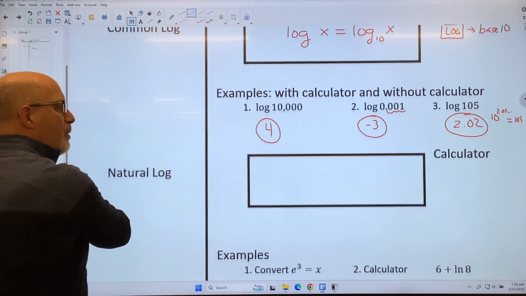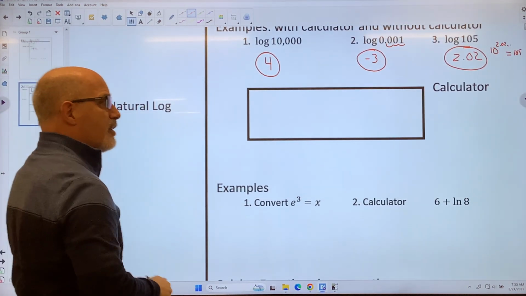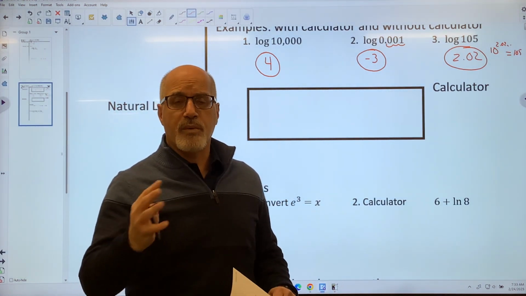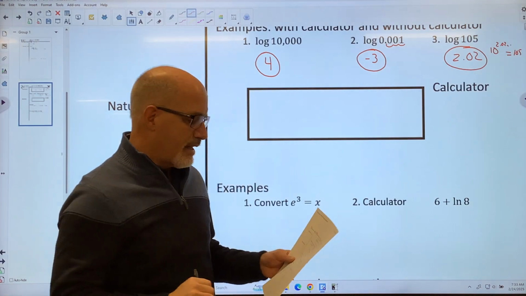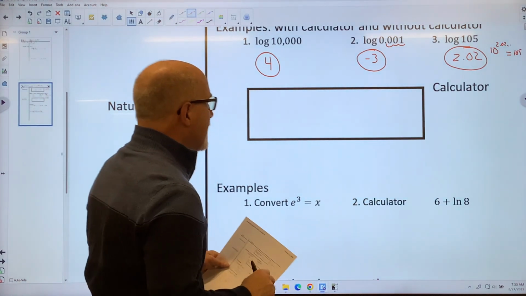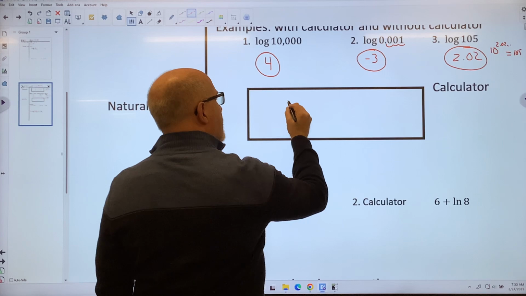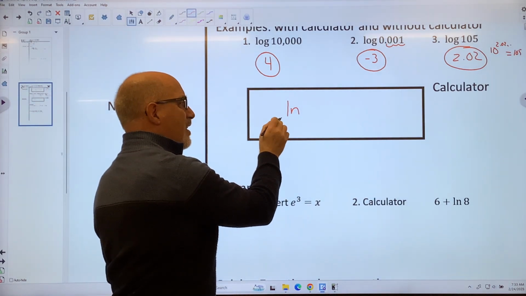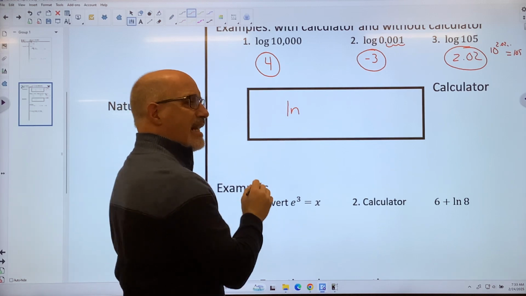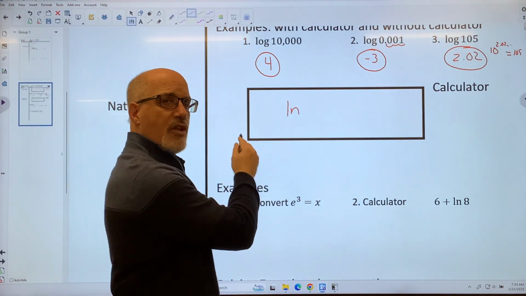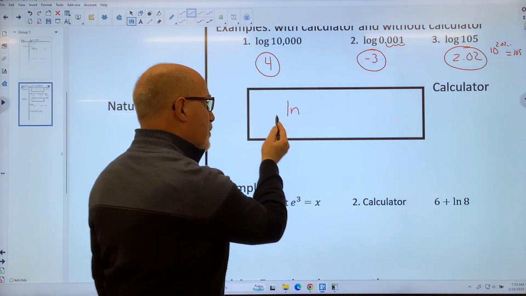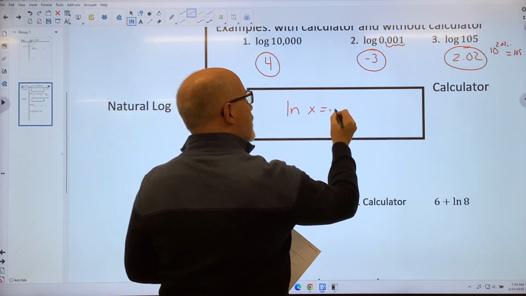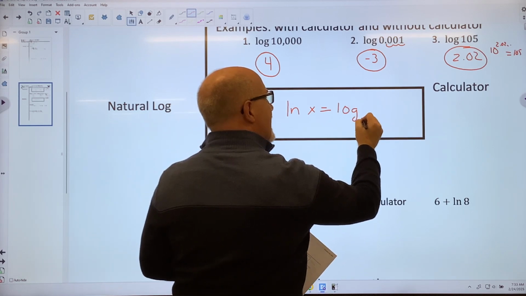Now there's one more log key that we use, and another one that we have a shorthand version for where we take out the base, and this is the natural log. Natural log is usually listed as an L and an N. So remember, this isn't the letter L and then N, it's like natural log backwards, log natural. That's where the L comes from. So when we have natural log of x, that means we're going to have base e.